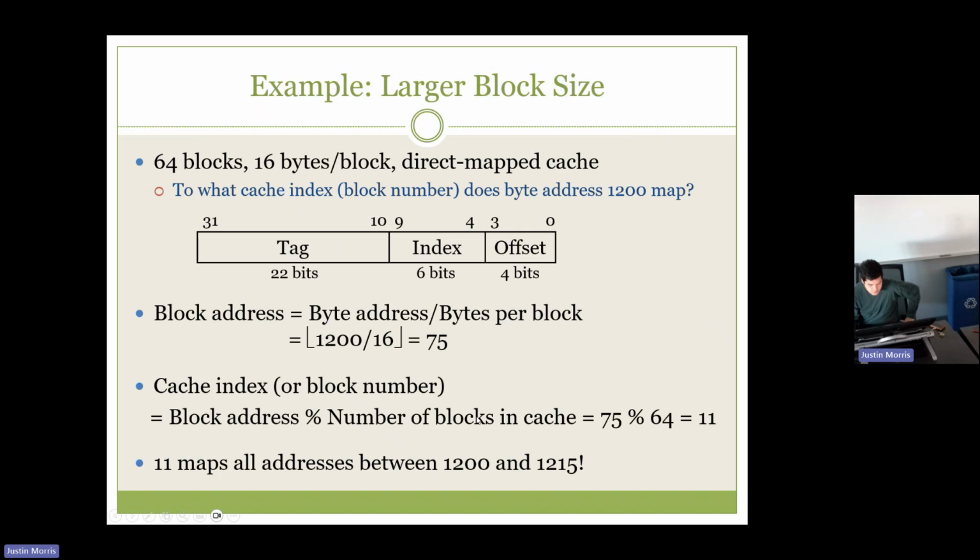And then one thing to note is that for this index 11, when we fetch the data, we're going to fetch data from the addresses 1200 to 1215 because we have 16 bytes in our block. So in this case, we will take advantage of spatial locality.